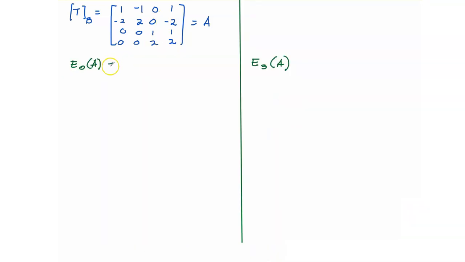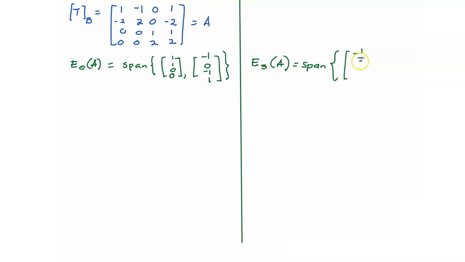I will leave it up to you to verify that the eigenspace of A corresponding to the eigenvalue 0 is equal to the span of (1, 1, 0, 0) and (negative 1, 0, negative 1, 1). I use this notation to indicate that this is the eigenspace corresponding to A. Similarly, you can verify that the eigenspace of A corresponding to the eigenvalue 3 is given by the span of (negative 1 half, 1, 0, 0).